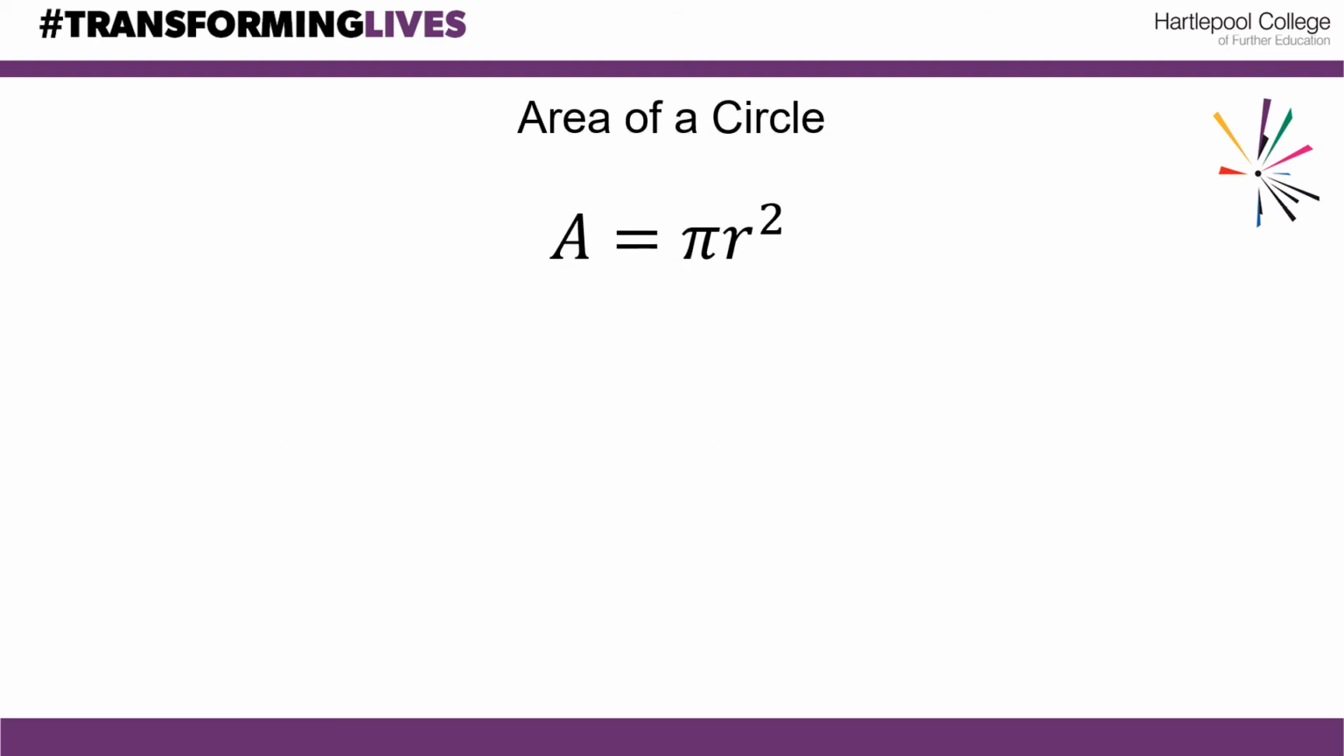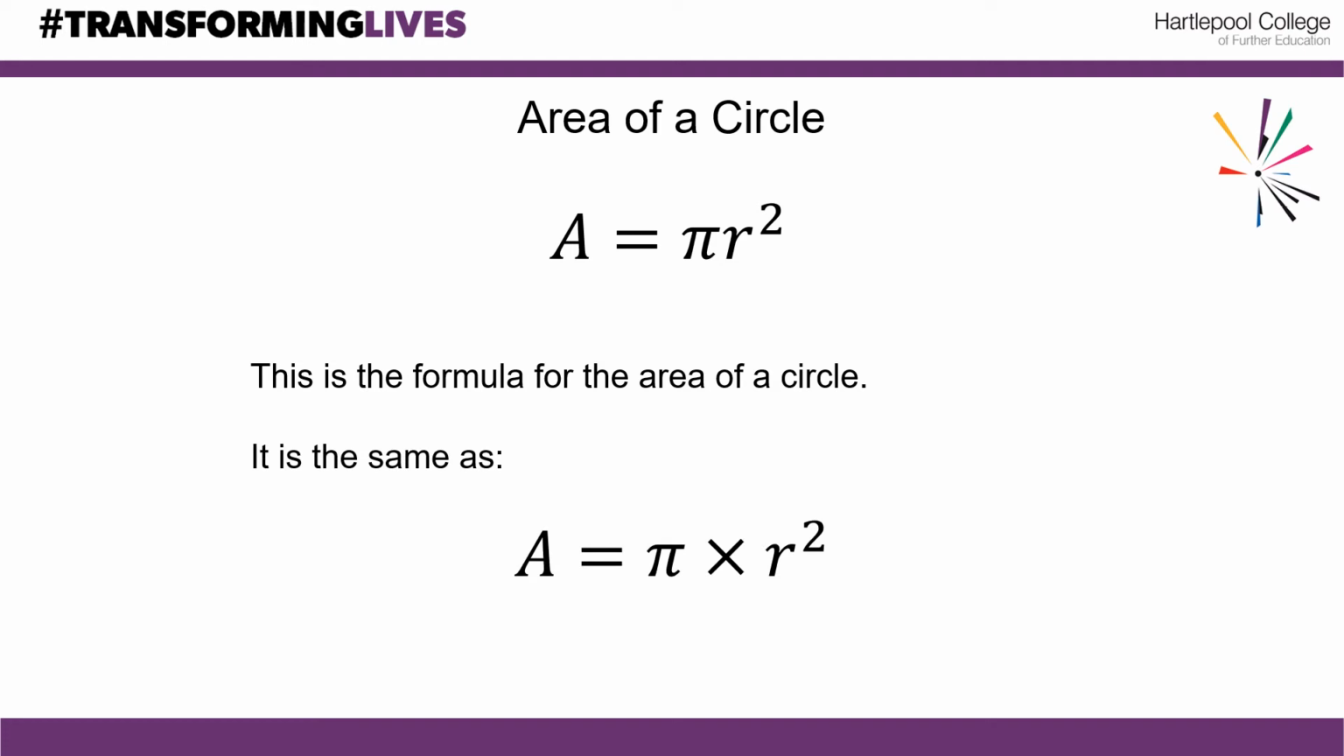Okay, so here's the area of a circle formula. So the area is equal to pi r squared. Now remember what that means. That is pi times whatever the radius is squared.